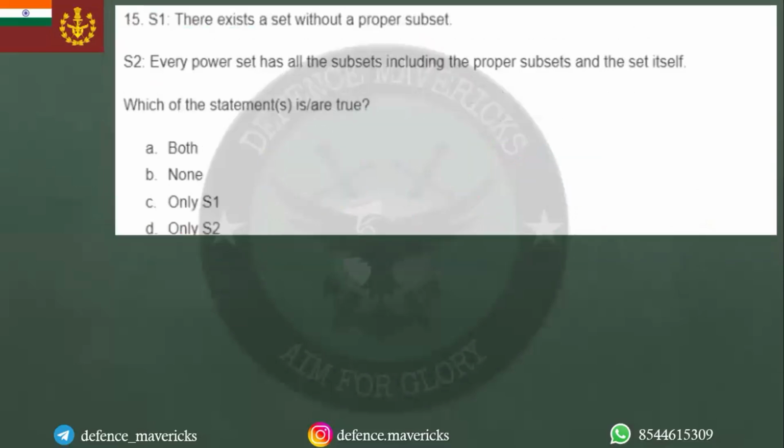So there exists a set without a proper subset. What is a proper subset? Proper subset is the set of all subsets without itself. So can there be a set without a proper subset? Of course there can be, the empty set.